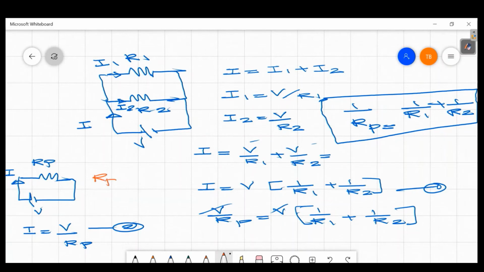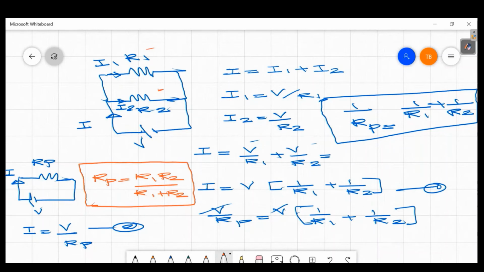Then for a simple calculation, for two resistances, we can write Rp is equal to R1 R2 by R1 plus R2. This equation can be used for doing problems, right? For two resistors, this equation will be very useful. Then I think all of you understand the derivation.